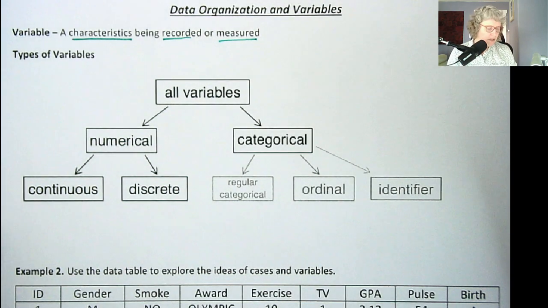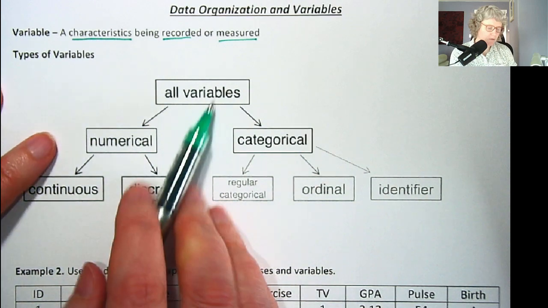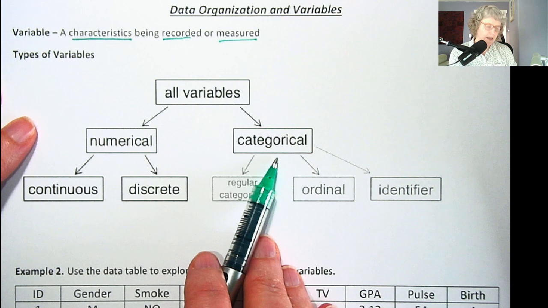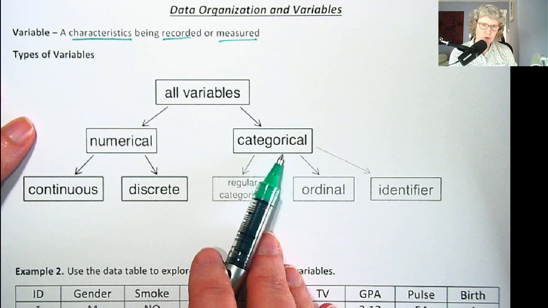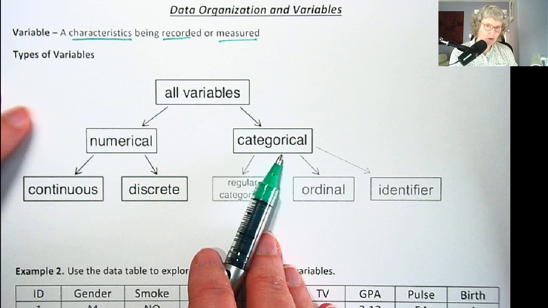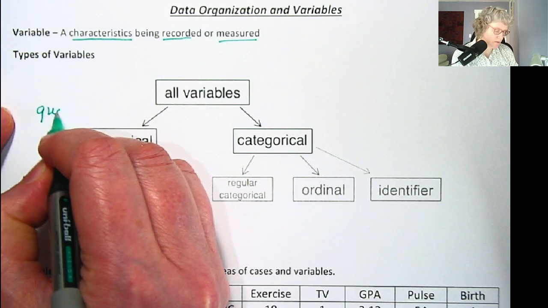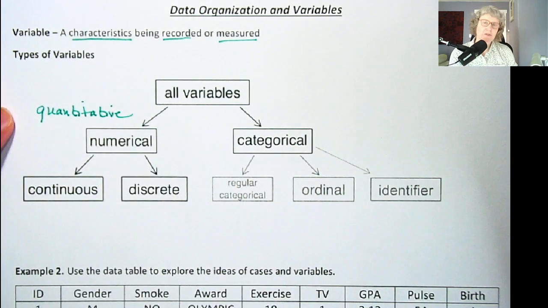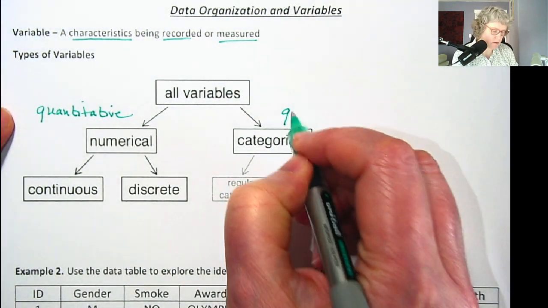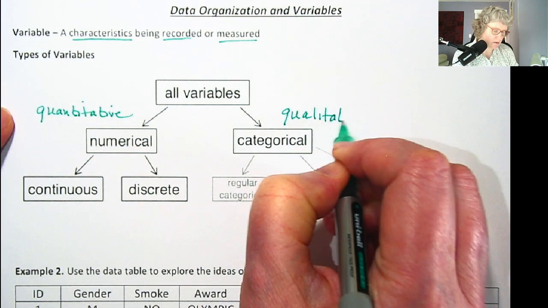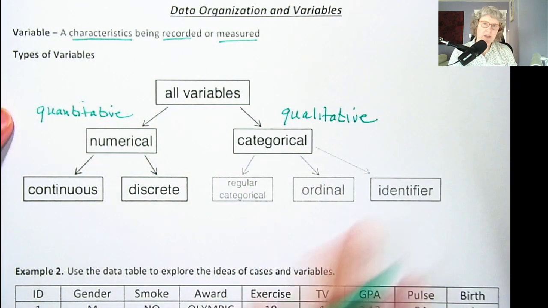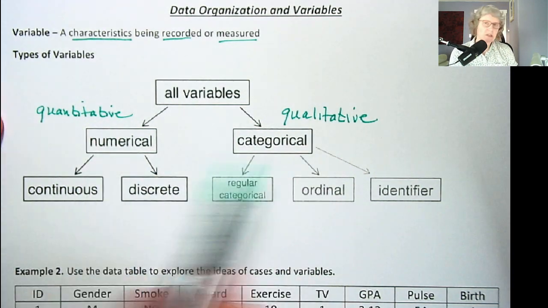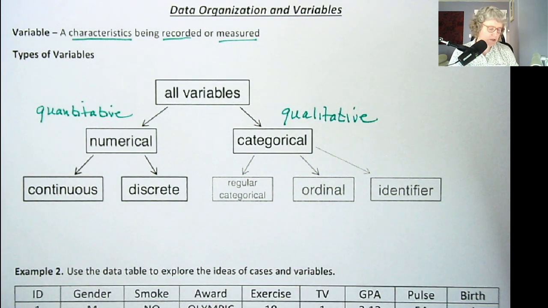Okay. So we have two main types. We've got all variables up here. We have two main types, numerical and categorical. And you may also be familiar with their other names, the Q names. Numerical is also called quantitative. And categorical is also called qualitative. So I'll write those as well. These two can get mixed up, but think of quantity and quality. And these will be used interchangeably, so you can also use them interchangeably.